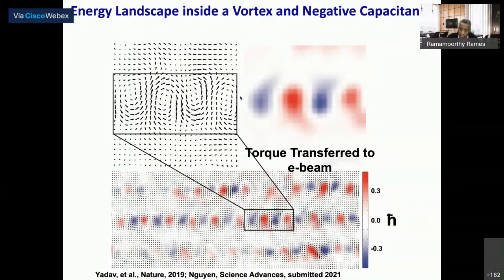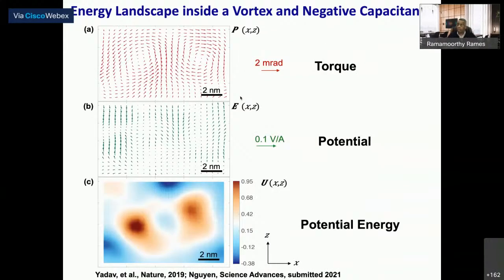Then we said, okay, can we go one step further? Can we go in and measure the torque? Of course, we can measure the torque. That's essentially what the angular momentum plot is showing you. So you can quantify the torque. You can also do holographic kind of measurements to get the local potential. And you can convolute the two of them to get the potential energy.